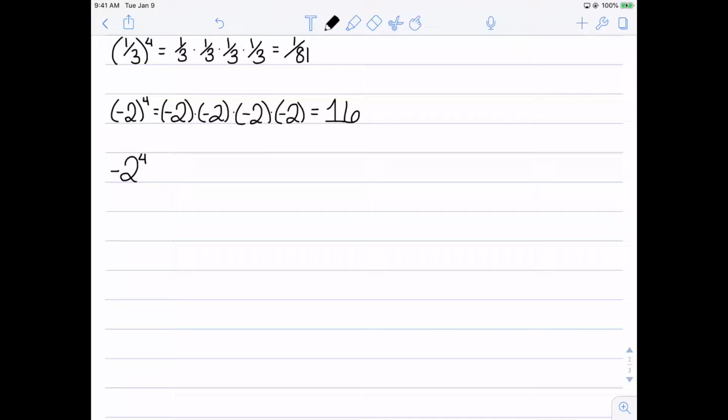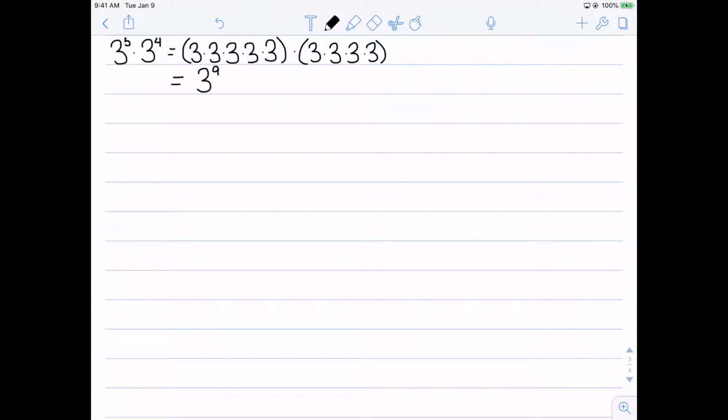On the other hand, this -2 to the 4th is different. Like I said, we really need to be careful of parentheses. This one means -2 times 2 times 2 times 2. So when we have parentheses, we include the negative, but when we don't have parentheses, it means raise that number to the power and then put on the negative. So here we get -16.